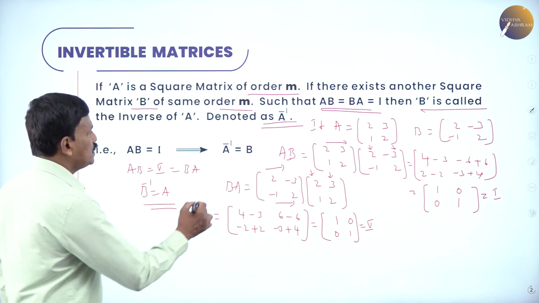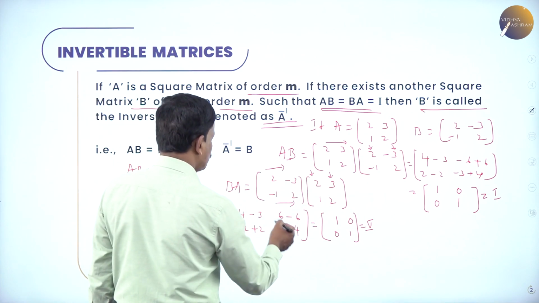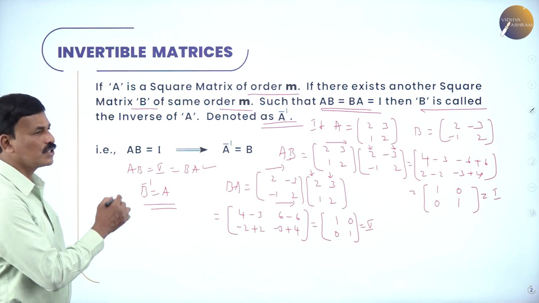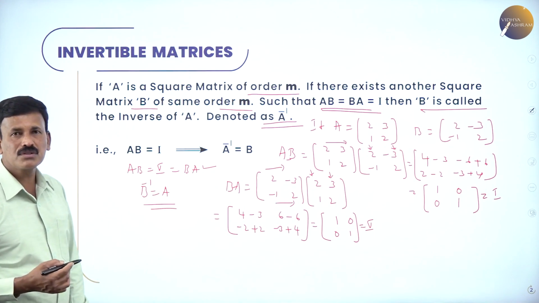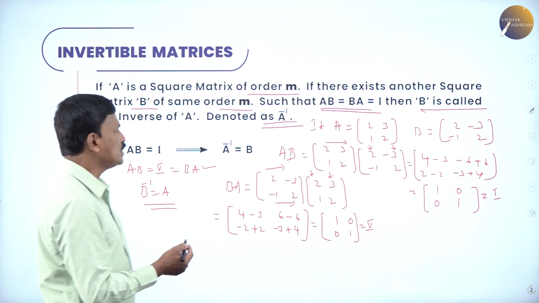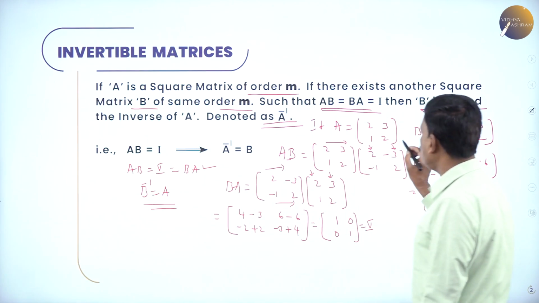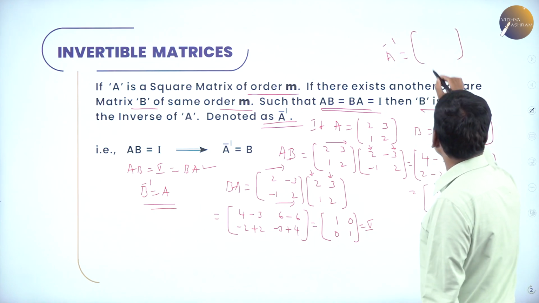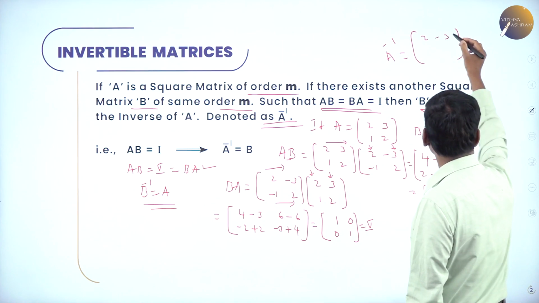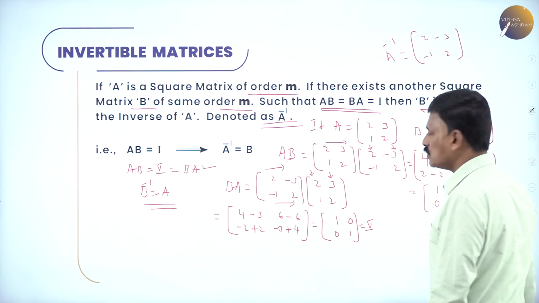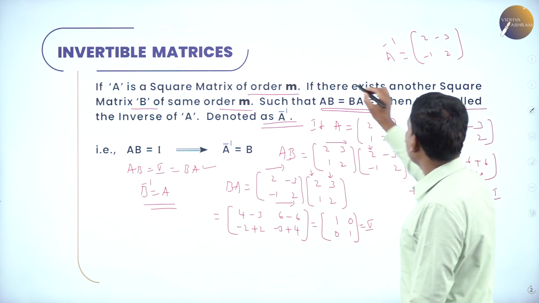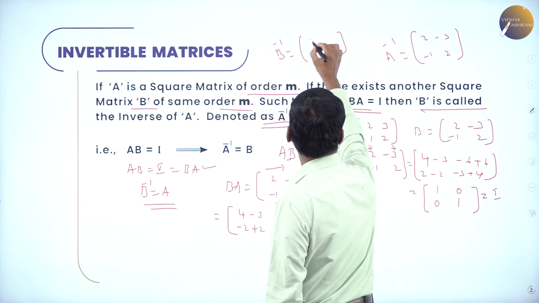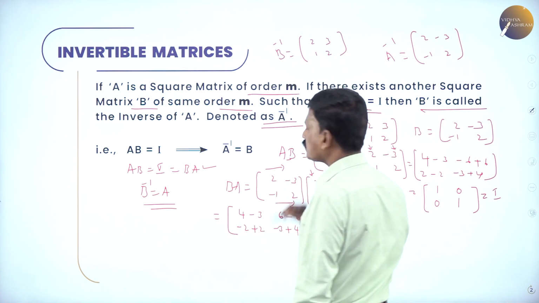So see here, A into B is equal to the identity matrix, B into A is equal to the identity matrix. This property is satisfied. If A into B is equal to I and B into A is also equal to I, then A inverse is equal to B. The inverse of A is B, that is 2, minus 3, minus 1, 2. Or vice versa, the inverse of B can also be written as 2, 3, 1, 2.